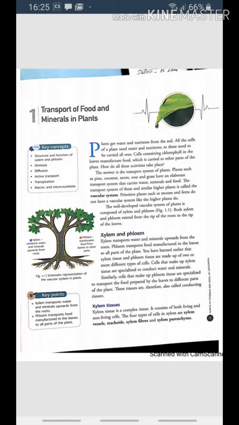Now see the minerals in plants. So there are two types of minerals: macronutrients and micronutrients. The minerals that are required in large quantities, usually 0.2 to 0.4% of dry weight of the plant, are called macronutrients. They include nitrogen, phosphorus, potassium, sulfur, calcium, etc.